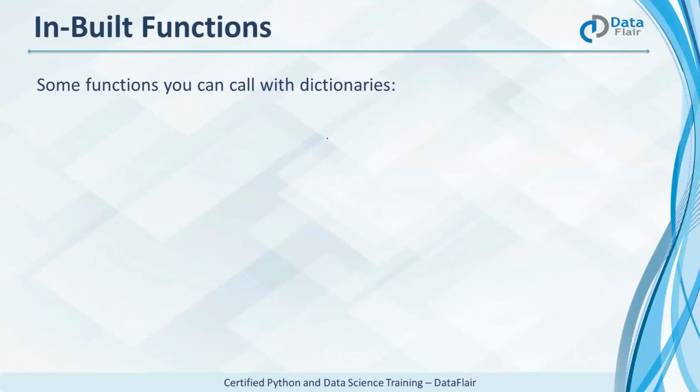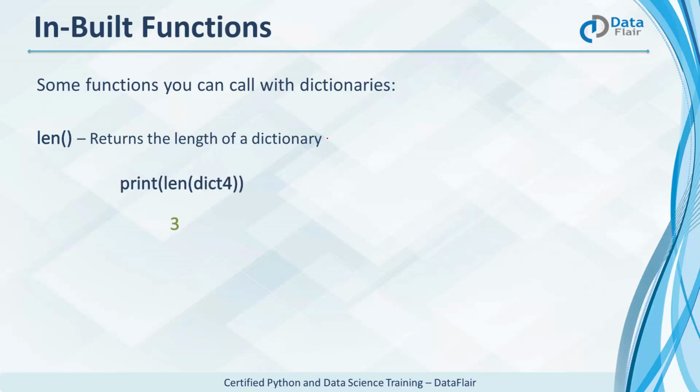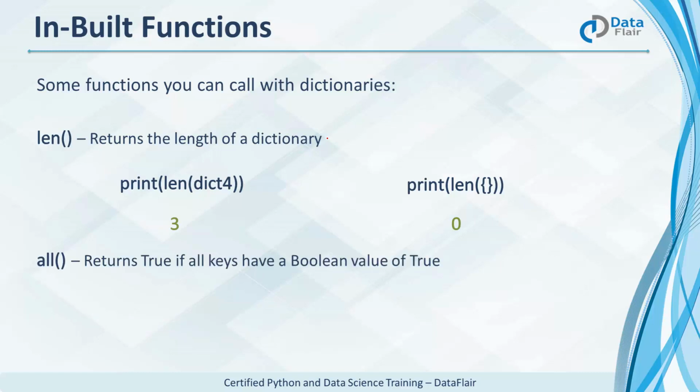There are some built-in functions we can call with dictionaries. Len returns a dictionary's length, how long it is. Dict4 has 3 pairs and an empty dictionary has a length of 0. All checks whether all keys in the dictionary have a Boolean value of true. This dictionary also has a key which is an empty string. This has a Boolean value of false, so false.